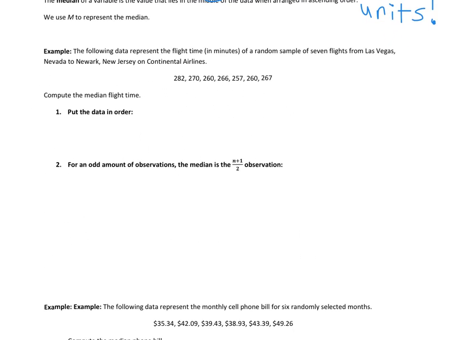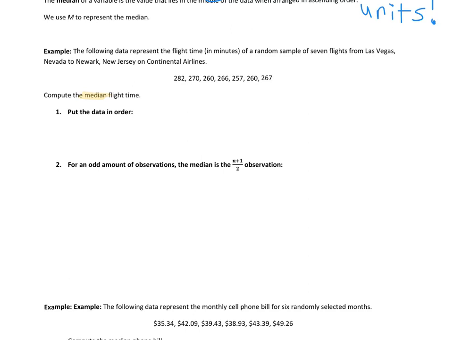Here's some data that represents the flight time in minutes of a random sample of 7 flights from Las Vegas, Nevada to New York, New Jersey on Continental Airlines. We're going to compute the median flight time. All right, so there's our keyword. We can do that in 2 steps, and I have those steps for you right here. The first step is to put the data in order, because that's the definition of the median. It's the middle of the data when arranged in ascending order.